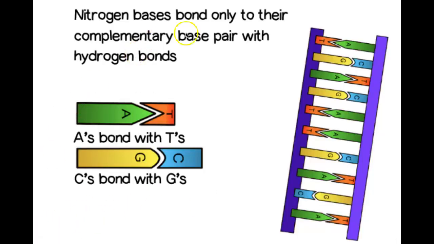So nitrogen bases bond only with their complementary base pair with hydrogen bonds. So A will always bond with T, apples in the tree. G will always bond with C, so cars in the garage, and that is how it works.